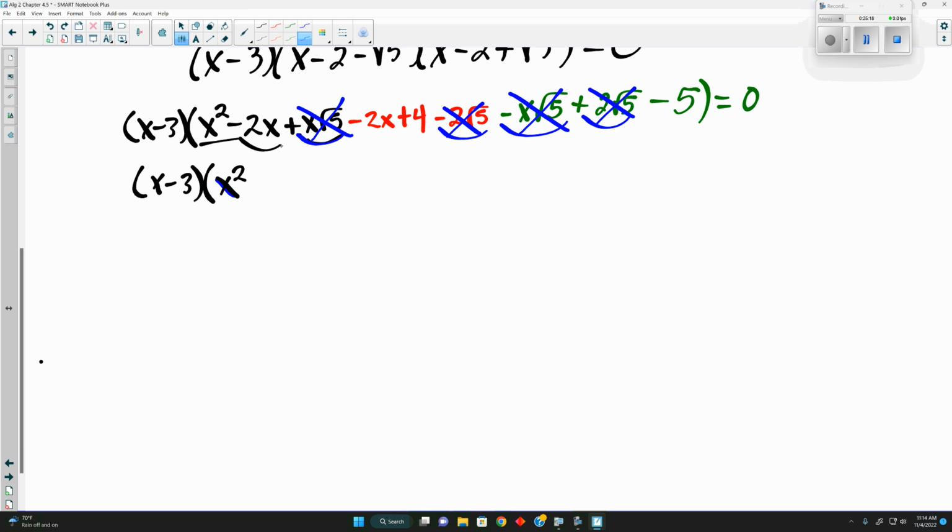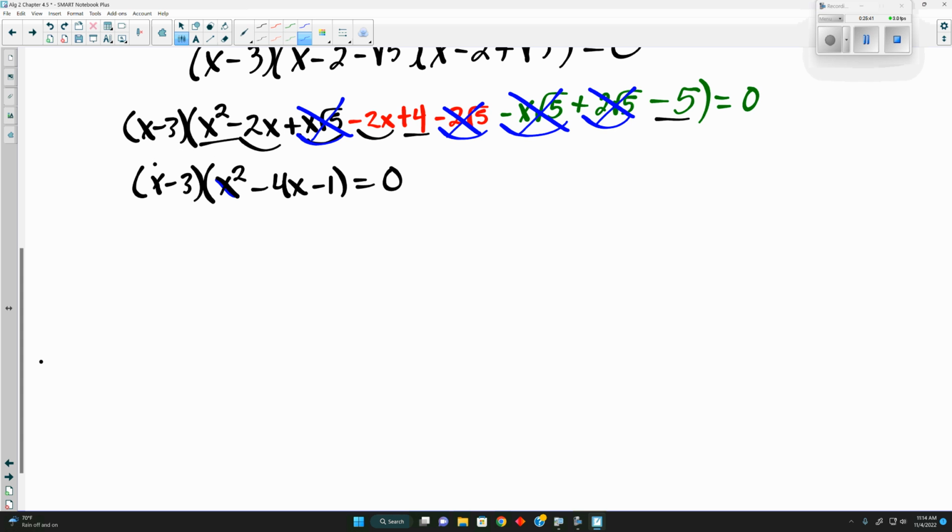Now when we combine the rest of the terms, well, negative 2x minus 2x is negative 4x. And lastly, 4 minus 5 is negative 1. So when we multiply the irrational conjugates together, all of the radicals will go away.